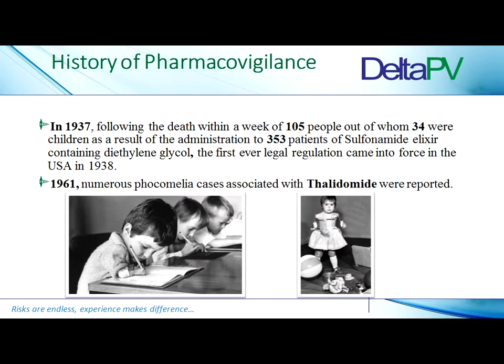In 1937, following the deaths within a week of 105 people, out of whom 34 were children, as a result of the administration to 353 patients of sulfonamide elixir containing diethylene glycol, the first ever legal regulation came into force in the USA in 1938. In 1961, numerous phocomelia cases associated with thalidomide were reported.